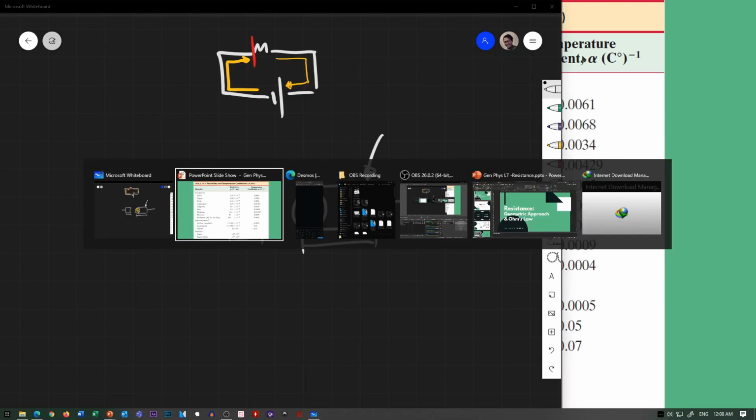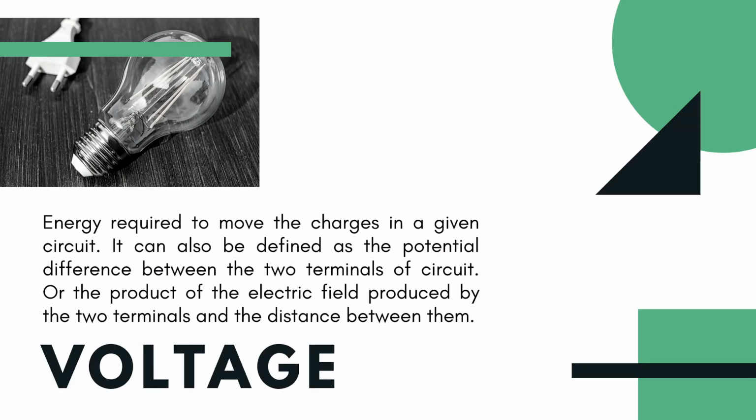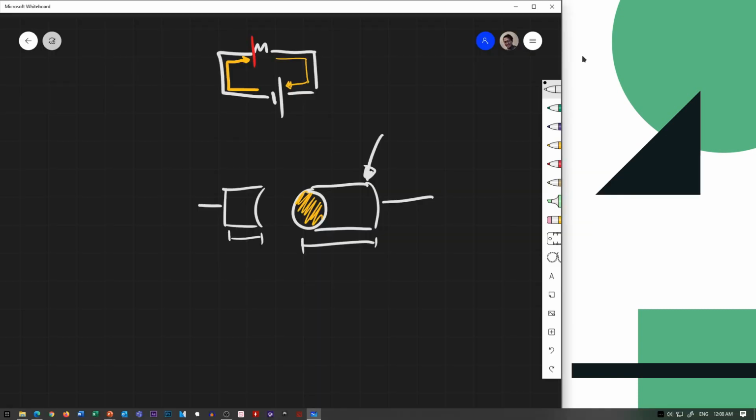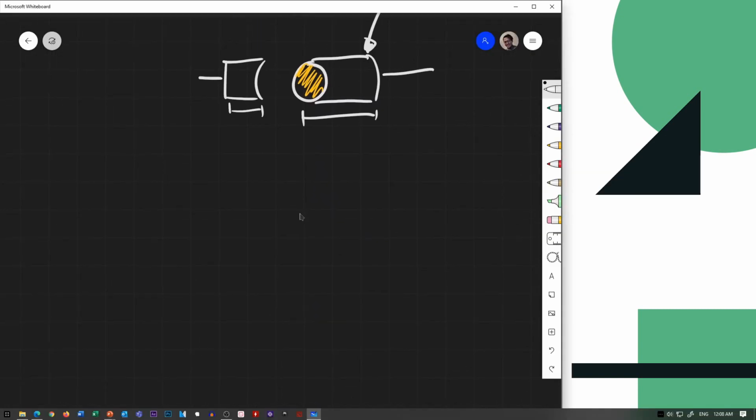And then let's have a revisiting on the definition of voltage. This is the amount of energy required to move a charge. If you still remember, we already have the geometric approach for resistance, which is rho L over A. Now we have voltage, which is defined as the amount of energy required to move a single charge, or E sub PE, electric potential energy, divided by charge.